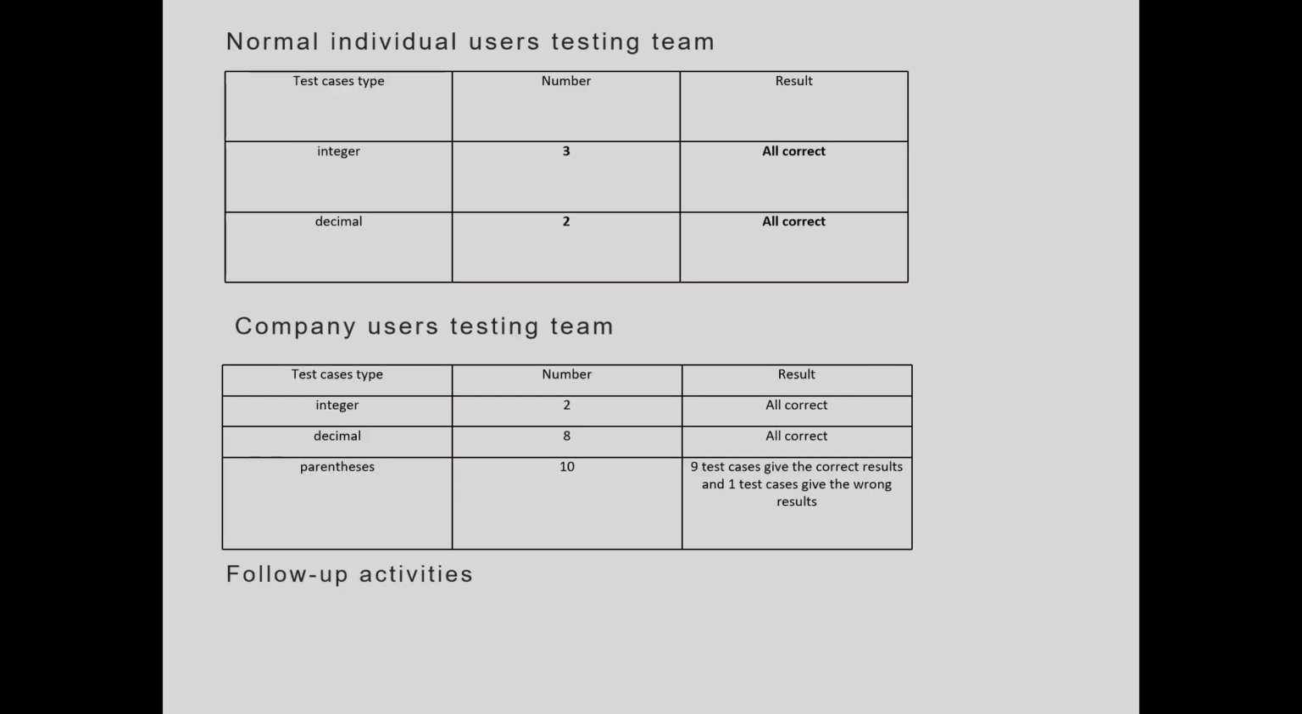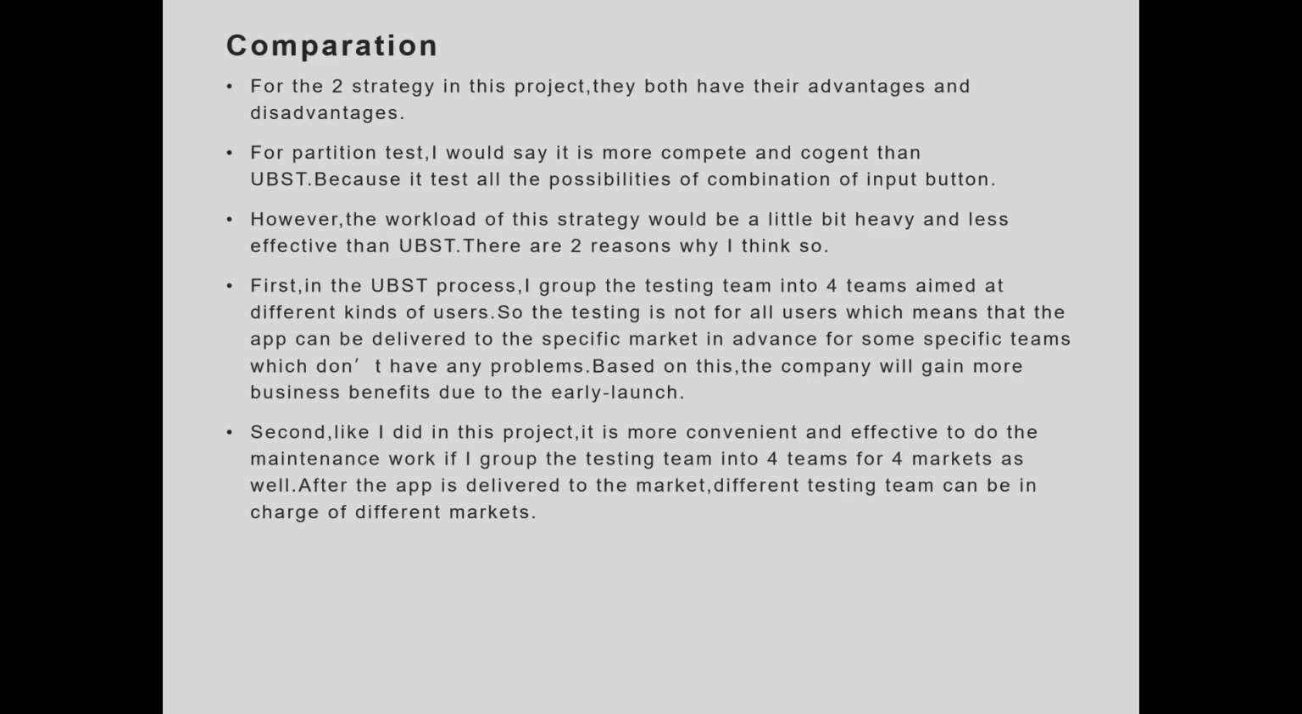Then I would like to introduce the normal individual user testing team. For this team, there are 5 test cases which contain integers and decimals, and they all operate very well. And for the company user testing team, there are 20 test cases containing integers, decimals, and parentheses. But there are also test cases which give wrong results, and the failure rate is 5%.